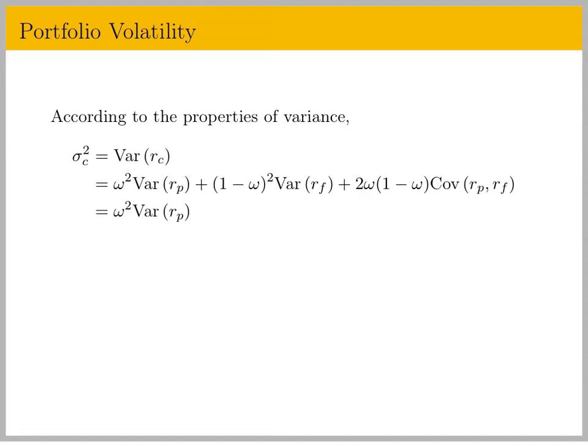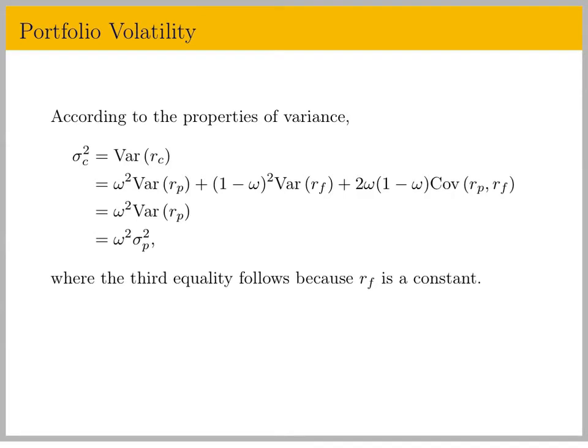So that leaves us with only the first term remaining. That is, the variance of the portfolio C is simply omega squared times the variance of portfolio P, which we write as omega squared sigma P squared, substituting the notation sigma sub P squared for the variance of R sub P.